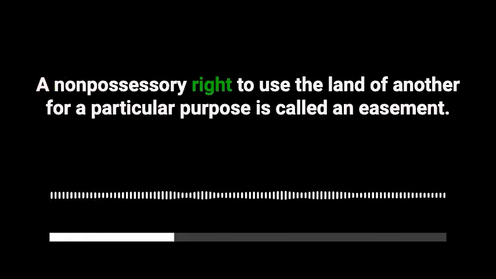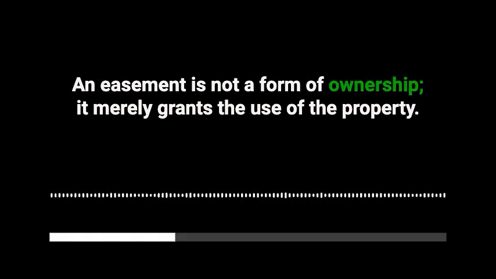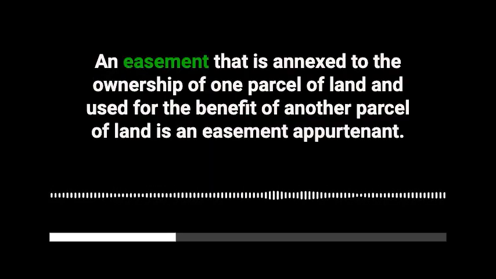Easements. A non-possessory right to use the land of another for a particular purpose is called an easement. An easement is not a form of ownership. It merely grants the use of the property. Easement appurtenant. An easement that is annexed to the ownership of one parcel of land and used for the benefit of another parcel of land is an easement appurtenant.